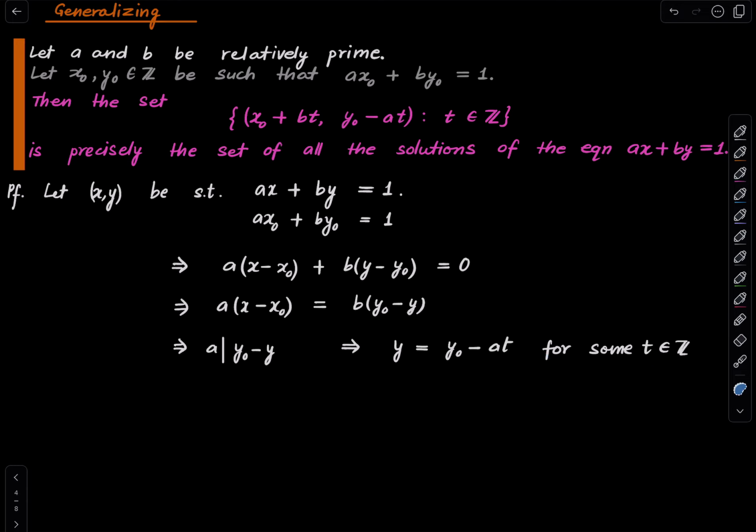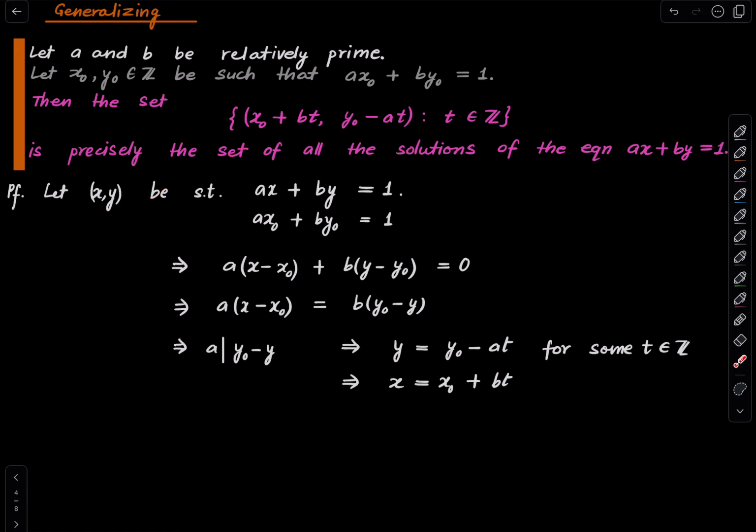So we have that, and now if you plug this equation in here, what you get is x is x naught plus bt, because this a will cancel off, as in the previous example. So if this is a solution, it has to lie in that set, because x is of this form and y is of that form. Any solution has to lie in that set.